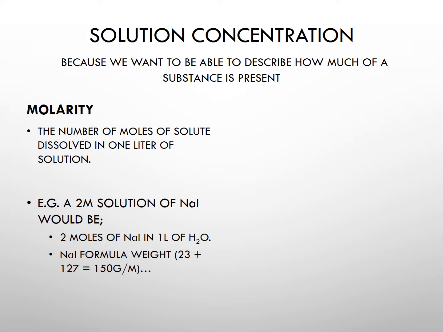So the formula weight of sodium is 23 grams per mole, and the formula weight of iodine is 127 grams per mole. So when they combine, we end up with a total mass of 150 grams per mole. That means 1 mole of sodium iodide weighed out and put into a dish is 150 grams. In our example, we want to have 2 moles, which means that we're going to have to weigh out a mass of 300 grams of sodium iodide and then dissolve that in water until it reaches a final volume of 1 liter. That would be a 2-molar solution.